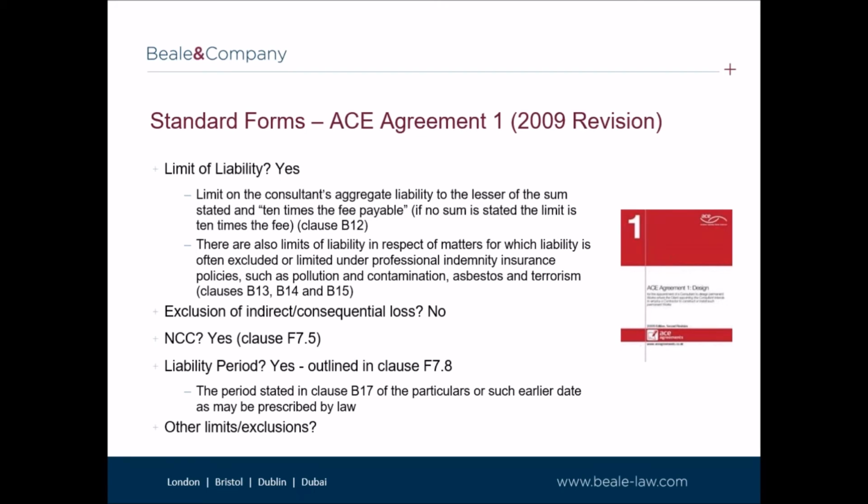As touched upon by Will earlier, there are limits of liability for pollution and contamination claims included in the ACE agreement, which provides that a liability for pollution and contamination shall not exceed, in respect of any one claim or series of claims arising out of the same occurrence, that which is recoverable by the consultant under its professional indemnity insurance. The ACE agreement deals with claims arising out of asbestos and terrorism in the same way.